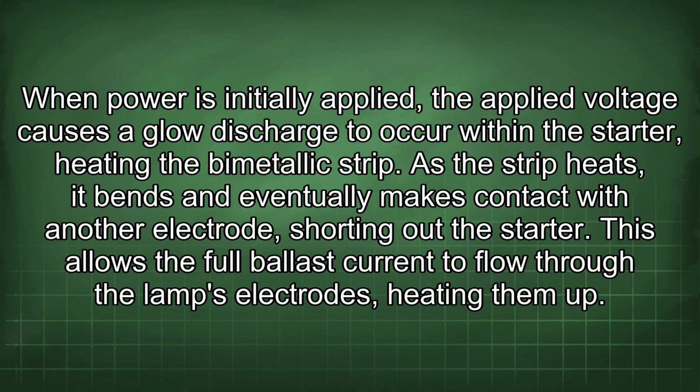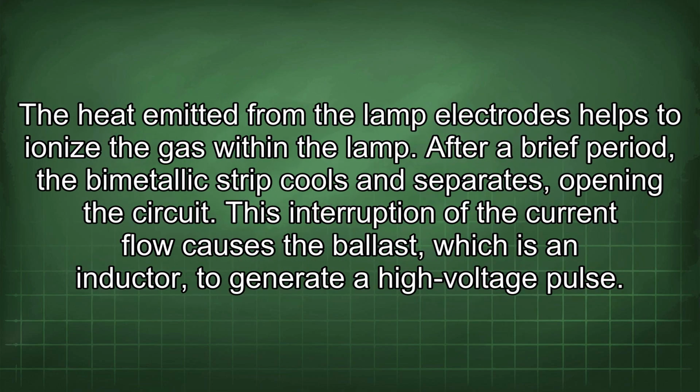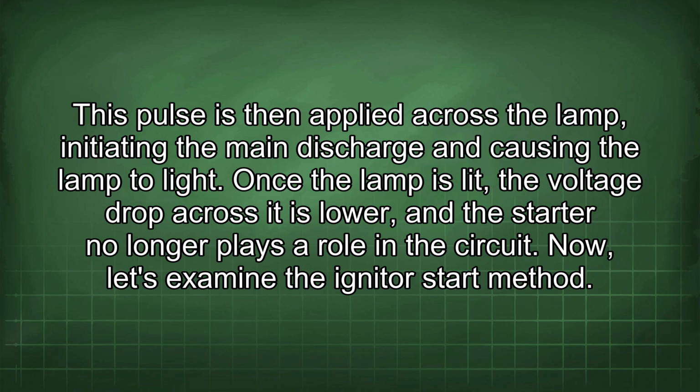This allows the full ballast current to flow through the lamp's electrodes, heating them up. The heat emitted from the lamp electrodes helps to ionize the gas within the lamp. After a brief period, the bimetallic strip cools and separates, opening the circuit. This interruption of the current flow causes the ballast, which is an inductor, to generate a high voltage pulse. This pulse is then applied across the lamp, initiating the main discharge and causing the lamp to light. Once the lamp is lit, the voltage drop across it is lower, and the starter no longer plays a role in the circuit.